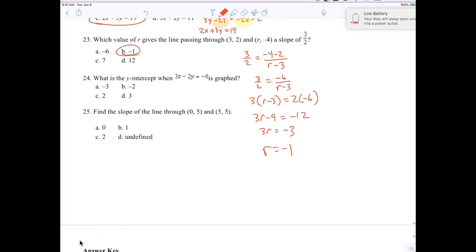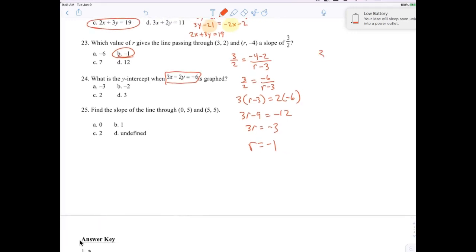Thank you. All right. Now, what is the y-intercept? So again, we're going to take this equation and solve it for y. So 3x minus 2y equals negative 6. We're going to put it into y equals mx plus b. So I need to move the 3x over. When I move the 3x over, it becomes negative 2y equals negative 3x minus 6. Then divide by negative 2. So y is equal to 3/2 x plus 3. The y-intercept is 3. All right, so my correct answer was D.